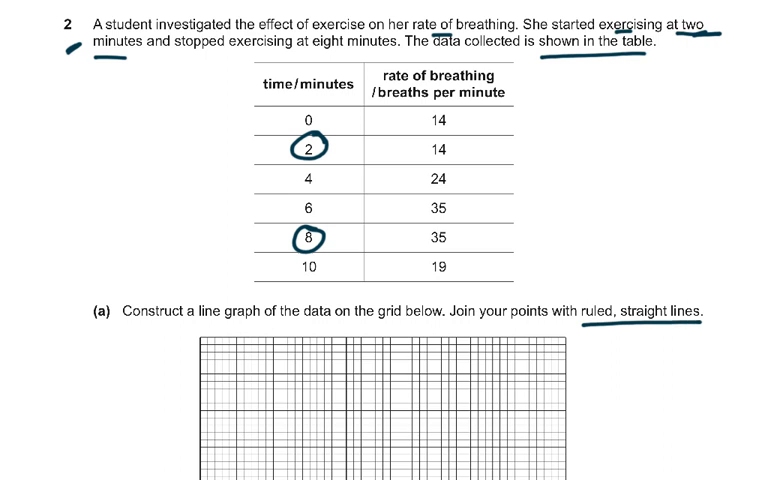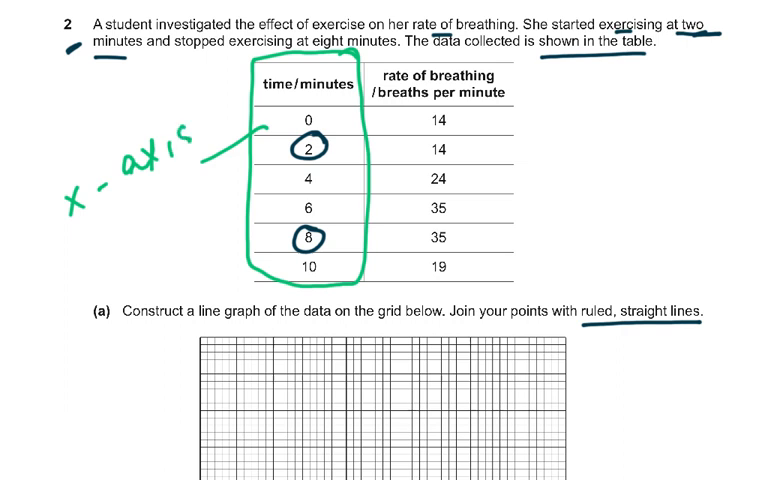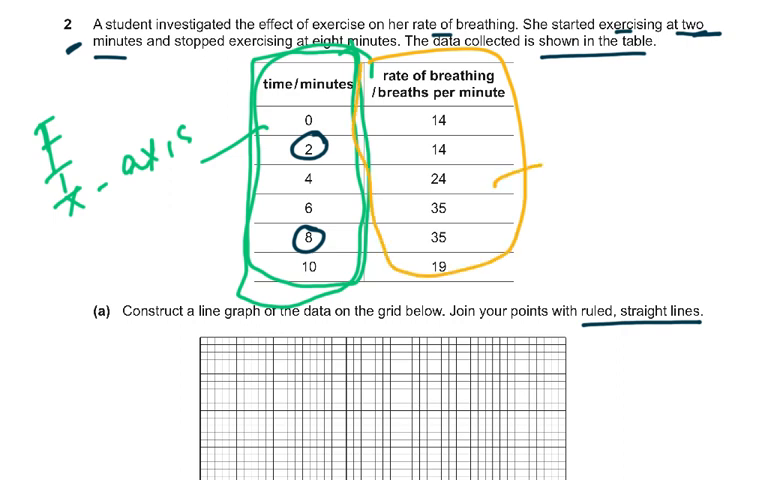Now you know the rule: this is the first column and this will always go on the x-axis. The mnemonic is F-I-X, fix. First column, this is the first column of the table, is the independent variable and it is always plotted on the x-axis. Now the other one, of course, the rate of breathing, will go on the y-axis.